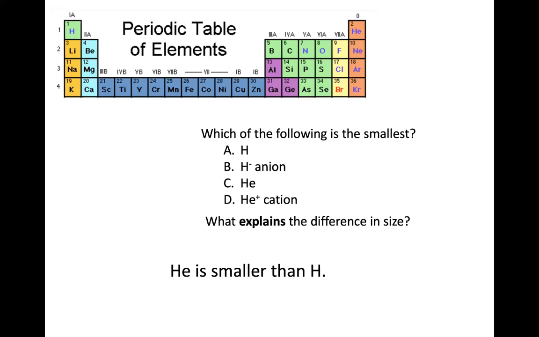I think in both cases, it's n equals 1, 1s1 or 1s2. But for helium, there are 2 protons. For hydrogen, there's only 1. That's made it so helium is smaller. That's what I mean when I say, can we offer an explanation?